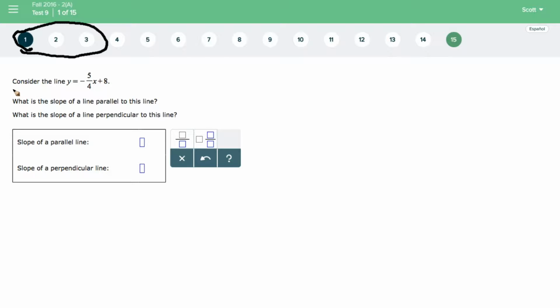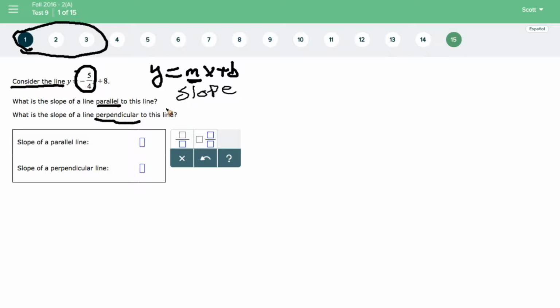It gives you an equation, consider the line, and then it wants you to find a slope that's parallel to that and a slope that's perpendicular. Well, to find the parallel and perpendicular, we need the slope of the first line. And here it is right here, because that's in y equals mx plus b format, where the m is my slope. Okay, so that number right there is what we're after.